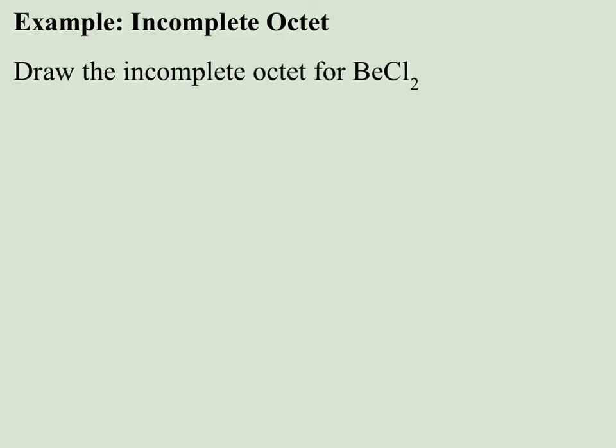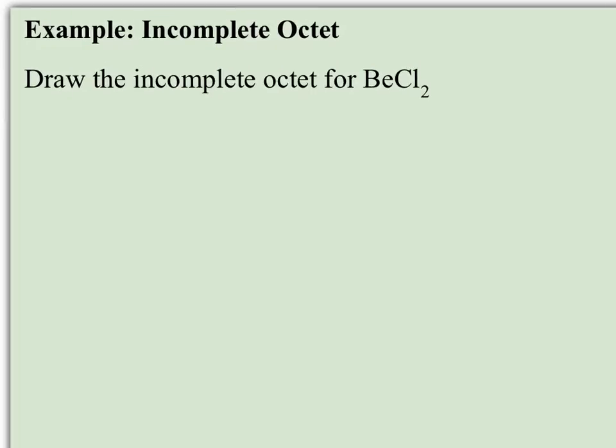So my example here says, draw the incomplete octet for BeCl2. Now, when you're asked to do these in class, I'll give you a hint that it's not a perfect octet. You don't have to recognize when these abnormalities or exceptions come up. So we know it's not going to form a complete octet. So if I follow my procedure here, I look up my total number of electrons. Beryllium has 2 valence shell electrons, and the 2 chlorine each have 7. So that gives me a total of 16 electrons.